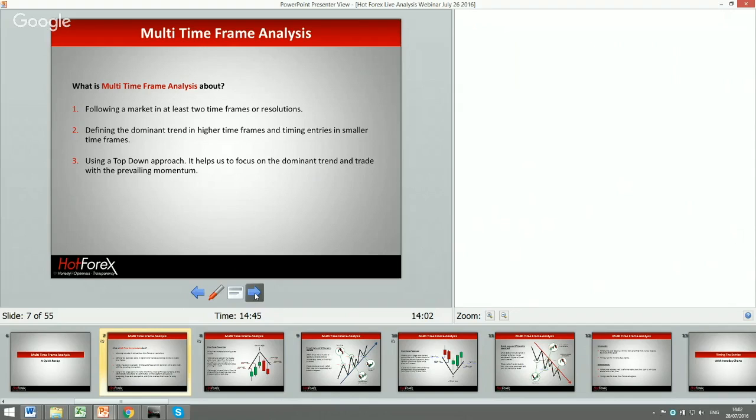Helps you to focus on the dominant trend, trail with the prevailing momentum, because that's what it's all about. It's all about momentum. Why fight something?